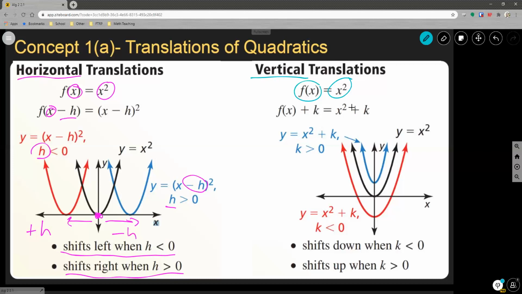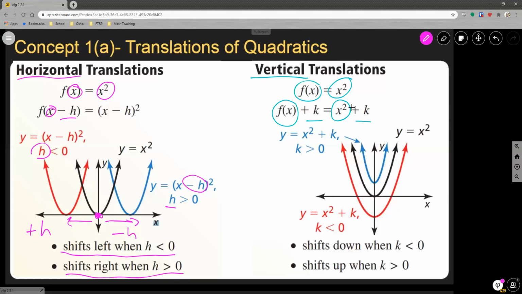Vertical translations, as before, also work the same exact way. If I'm going to move the graph up and down by translating, I'm going to be adding a value to the entire function. In this case, my entire function is x squared. So I am modifying that entire function by adding a value k.